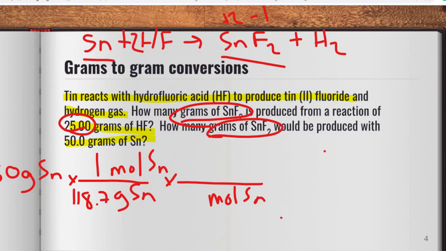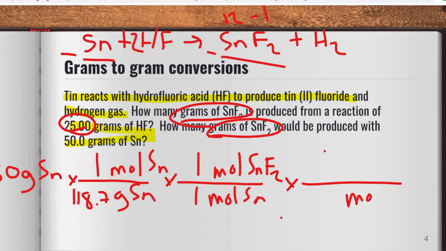Moles of tin to moles of tin 2 fluoride. Again, we use the coefficients here. There's nothing in front of Sn, nothing in front of SnF2, so it is a 1-to-1 ratio. And lastly, again, we use 1 for moles when we convert to grams, and we just need to find out the molar mass of SnF2, which again is 156.7.